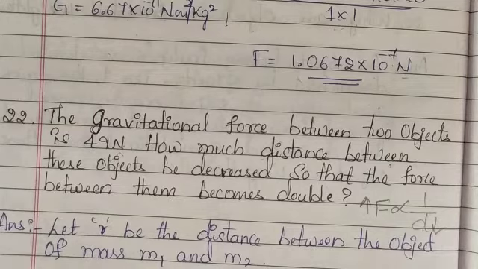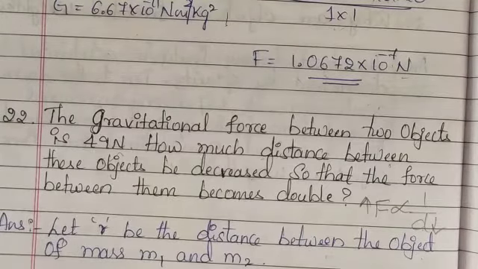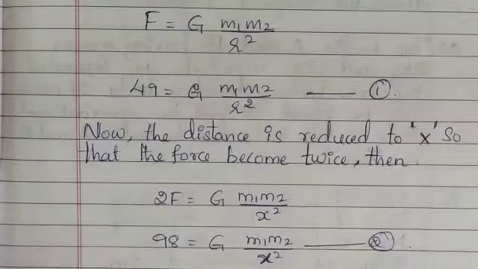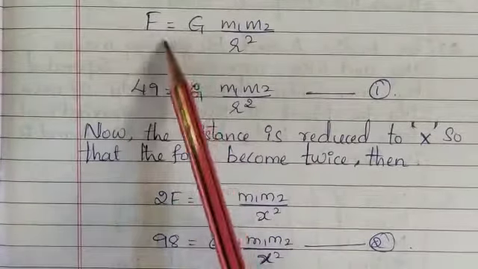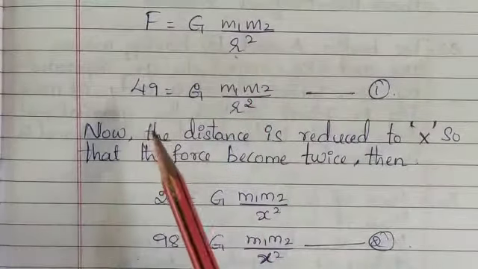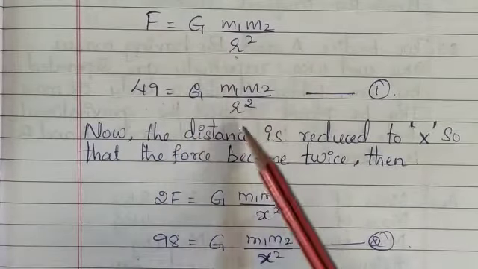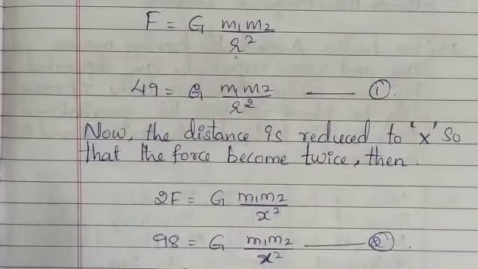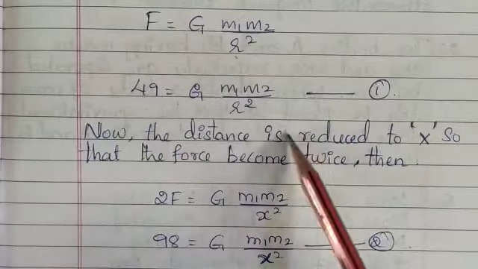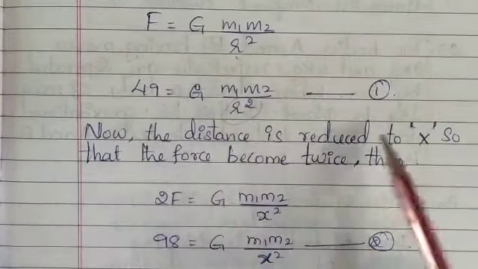To solve that, let r be the distance between objects of mass m1 and m2. So we are considering two objects with masses m1 and m2, and the distance between them is r. So the initial force between them is F is equal to G m1 m2 by r square. Initially the force was 49 is equal to G m1 m2 by r square, that is the initial value before decreasing the distance. Now the distance between them is reduced to x.